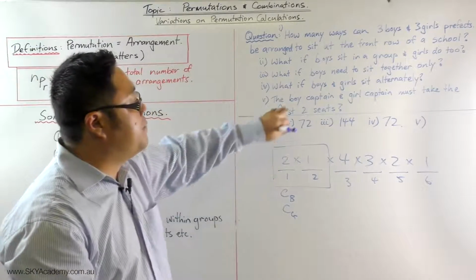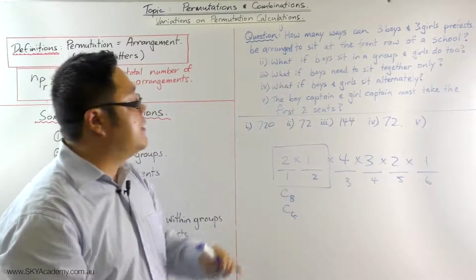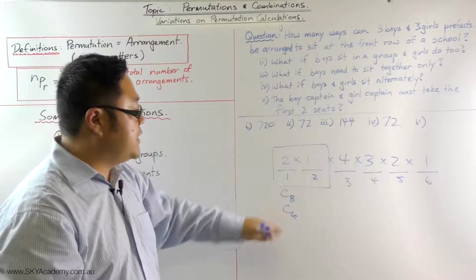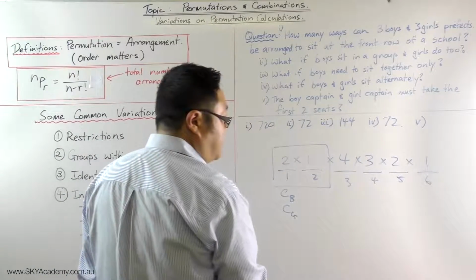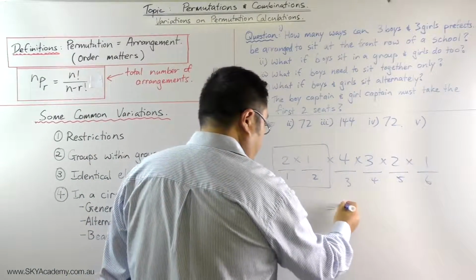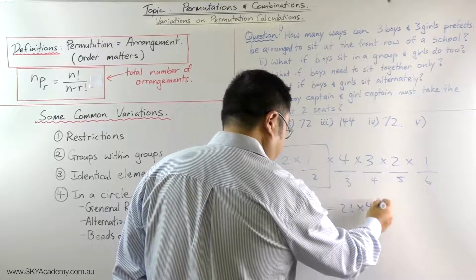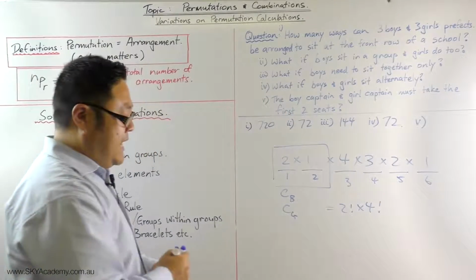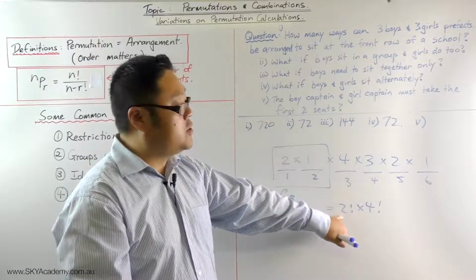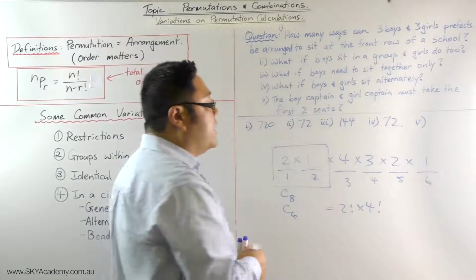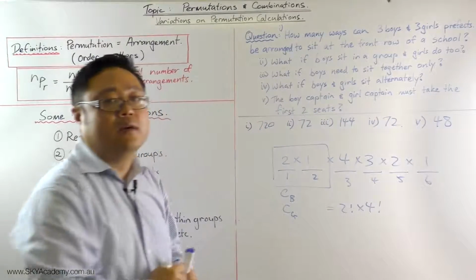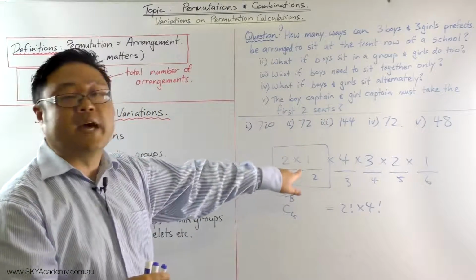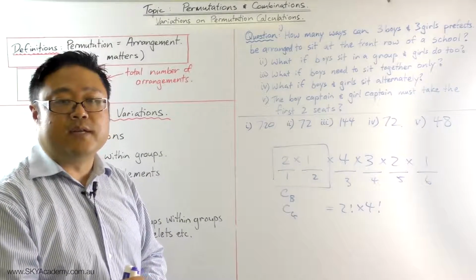So what is the answer for part 5? All right, so if the boy captain and the girl captain must occupy the first two seats, well, we have 2 times 4 factorial. Does that make sense? Or 2 factorial times 4 factorial. Now, what's 4 factorial again? 24. 24 times 2, the answer is there'll be 48 arrangements, there'll be 48 permutations where the boy captain and the girl captain take up the first 2 seats.